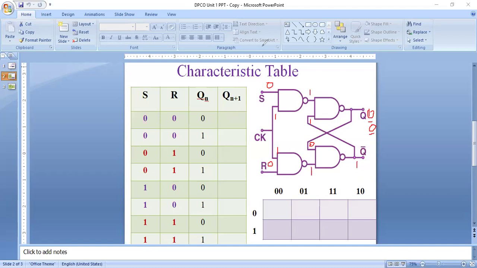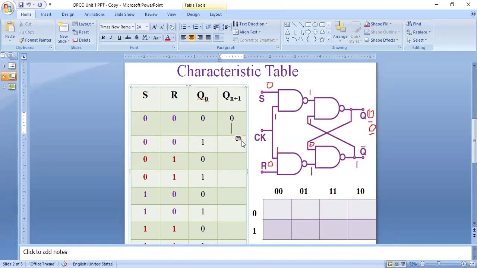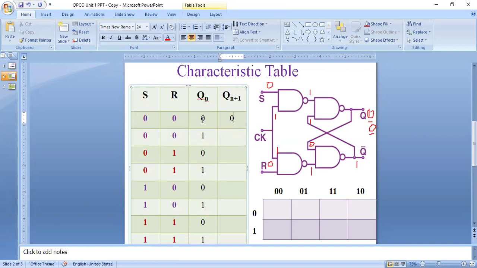So we can write here 0, and the next state is 0. And then suppose now we assume the present state equal to 1. Yes, definitely we can.